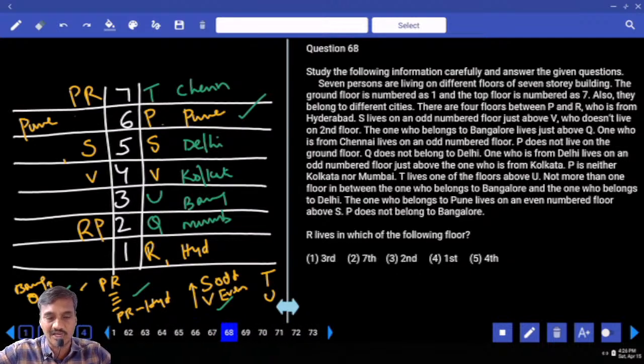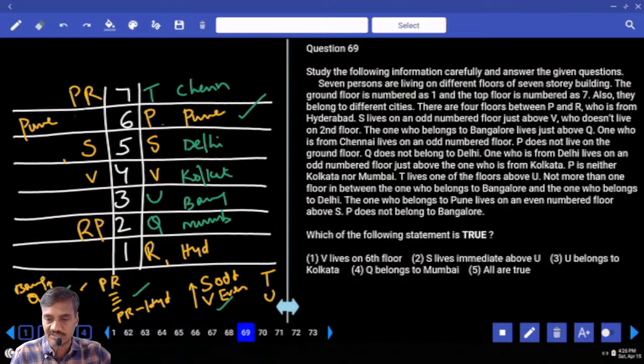And 68: R lives on which of the following floors? R lives on the first floor, that is choice 4. And 69: which of the following is true? V lives on the 6th floor, S lives immediately above U, U belongs to Kolkata, and Q belongs to Mumbai, as choice 4, question number 69.